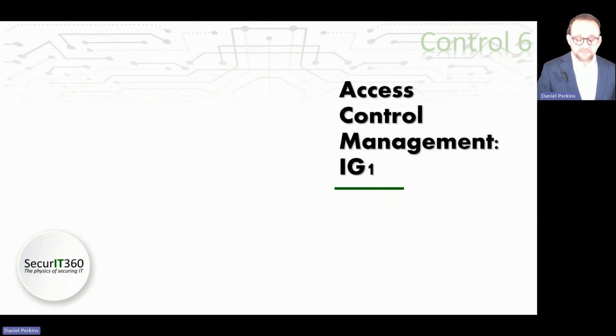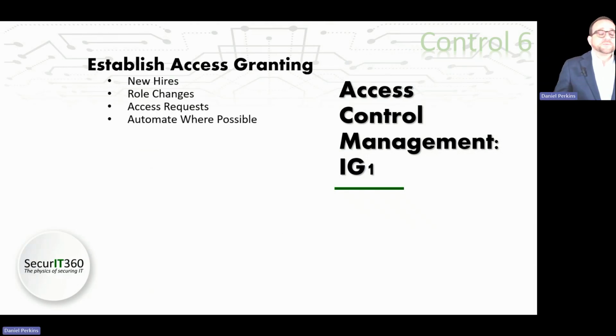So in Group 1, what do we have? Well, first we need to establish an access granting process, right? Some way to, as we have new hires coming in, as we have role changes, as we have access requests, we want to establish a consistent process for granting access, making sure we know who's coming in and getting access to what. Now, where we can, we might need to automate this, right?